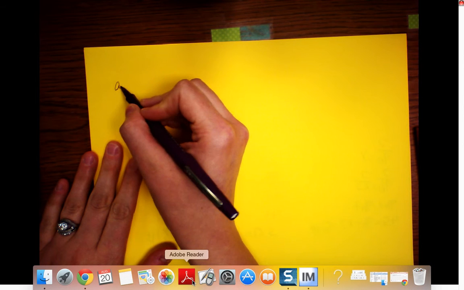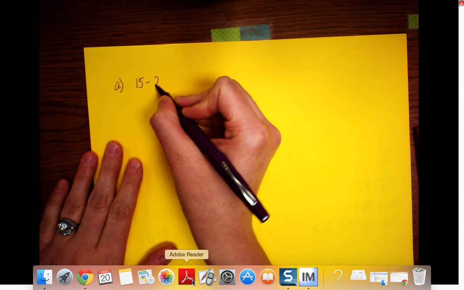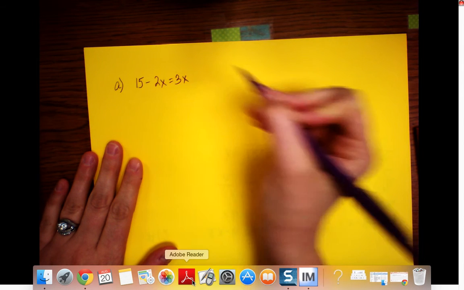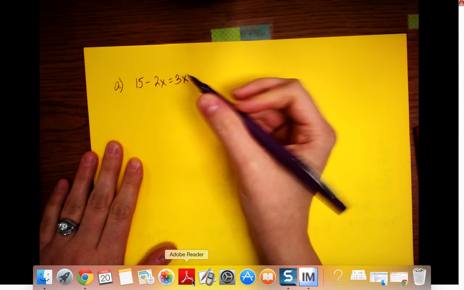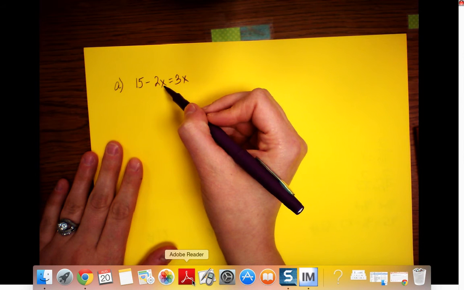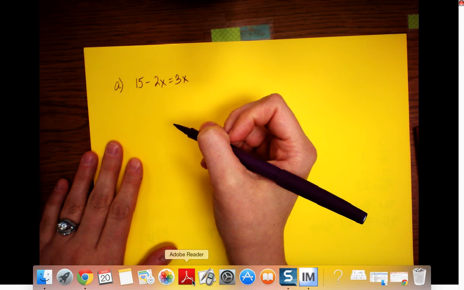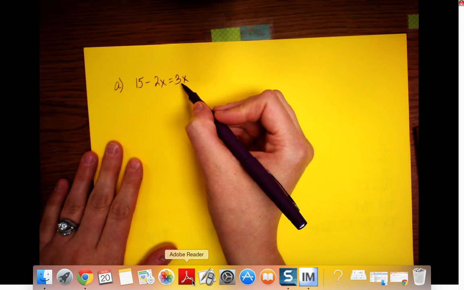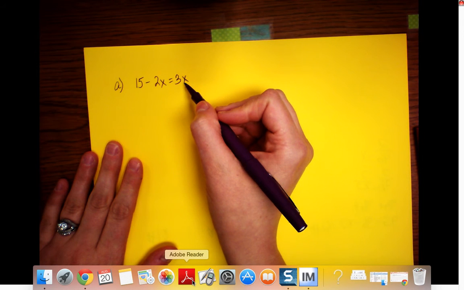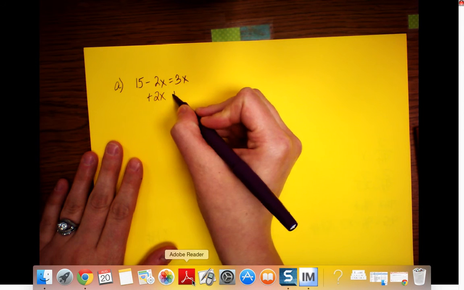So I'm just going to label this problem A. Say I have 15 minus 2x equals 3x. Well, as you can see, we have an x here on the right side and an x here on the left side. This is going to happen, and so we need to get those together. Now, we don't want to move the 3x because it is alone over here, and we don't want our equation set equal to 0, so therefore I'm going to add my 2x to the 3x.